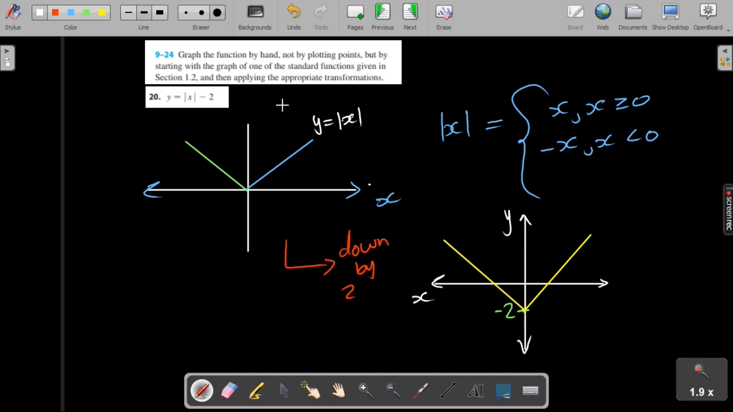And we started off with the absolute value of x. That's what they asked us to do. Then we performed the transformation, and the transformation here is just translation down by 2. And this is our resultant function. We just have y equals the absolute value of x minus 2.